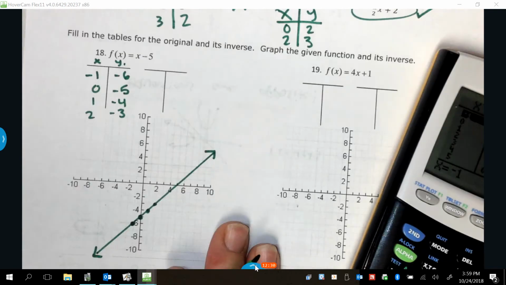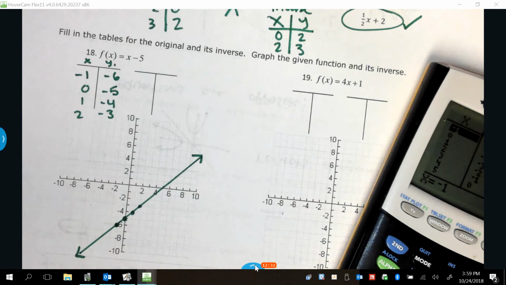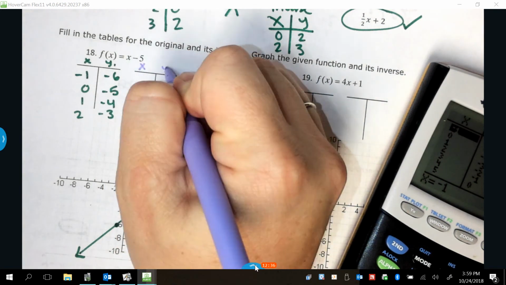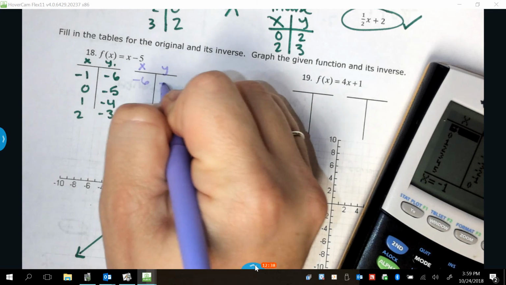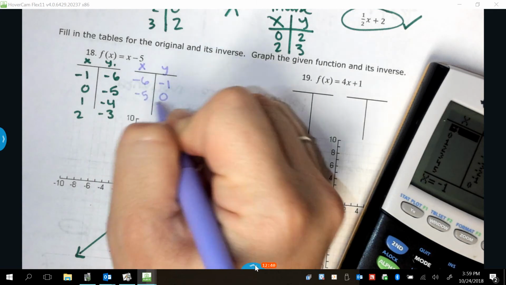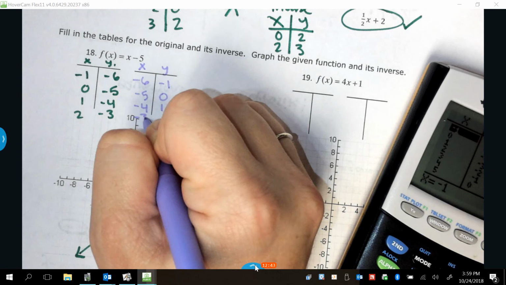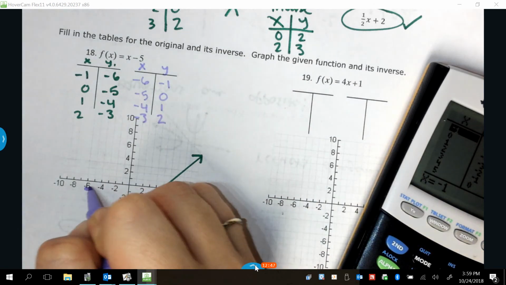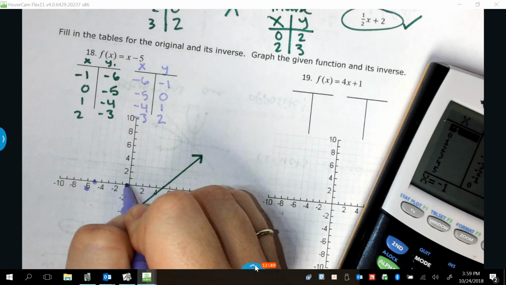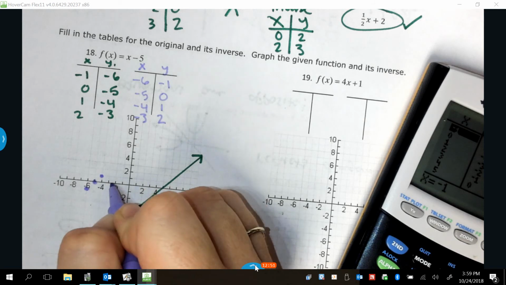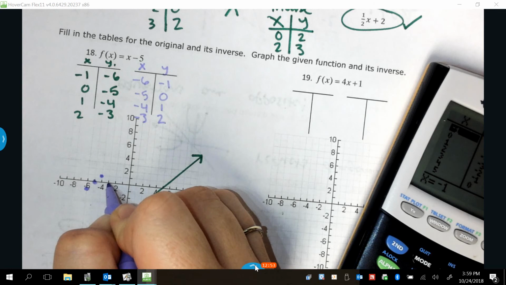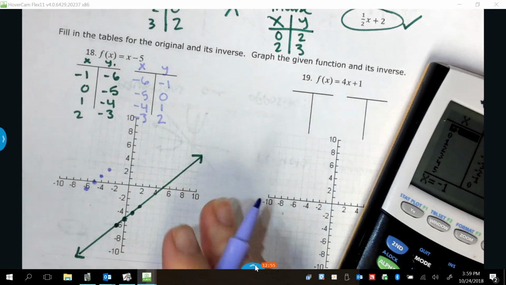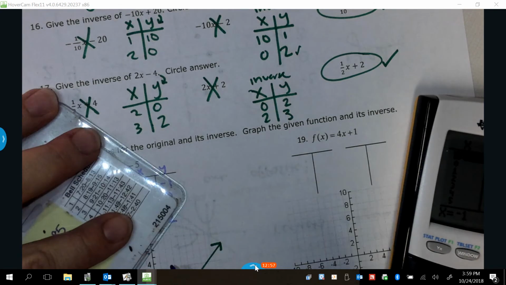Okay. And so my inverse, I'm going to do it in a different color, is going to be the opposite. So x and y: negative 6, negative 1; negative 5, 0; negative 4, 1; negative 3, 2. Sorry, I'm in my own world.